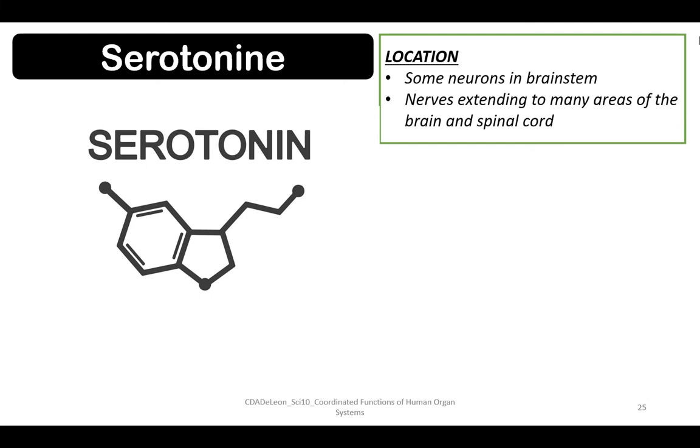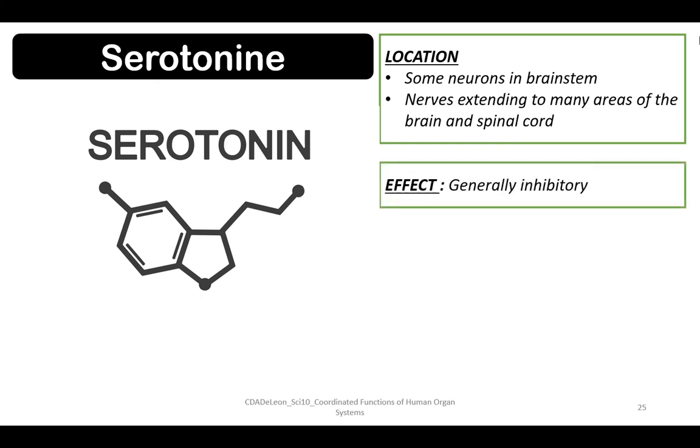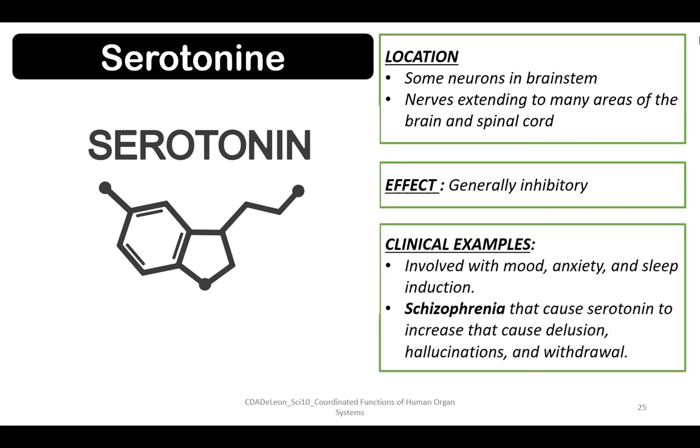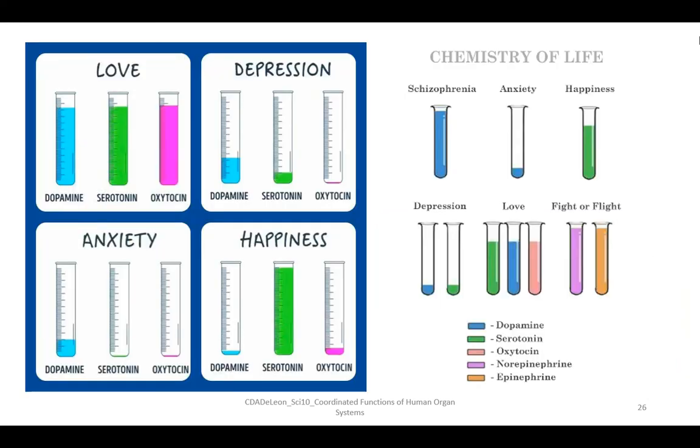Serotonin, some neurons in the brainstem, with nerves extending to many areas of the brain and spinal cord. Effect is generally inhibitory. Clinical examples involve mood, anxiety, and sleep induction, and schizophrenia, where serotonin increases and causes delusions, hallucinations, and withdrawal.